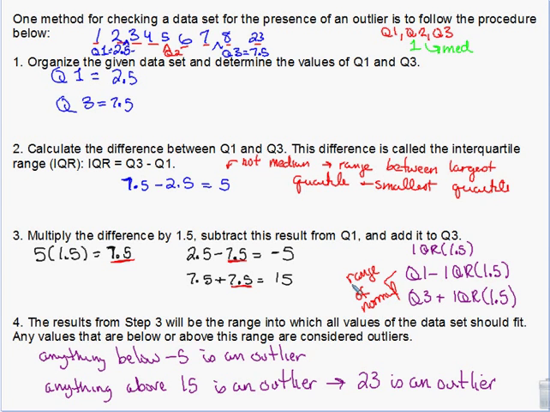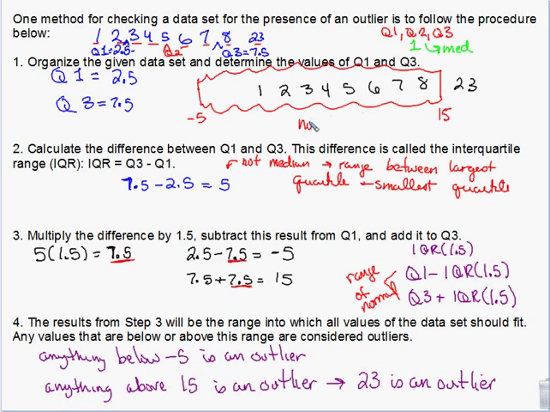Does that make sense? So if we were to put this in order again, I have 1, 2, 3, 4, 5, 6, 7, 8, 23. Over here is going to be -5, and right here is going to be 15. Everything between these two numbers would be considered normal, and anything over here or over here would be an outlier. Now that doesn't mean our data is going to go all the way to those ranges of what would still be considered normal. But if it can hit that far and still be considered normal, anything past that is an outlier.